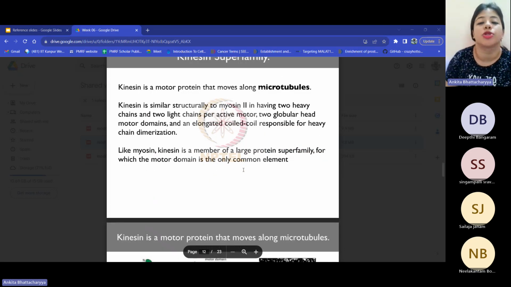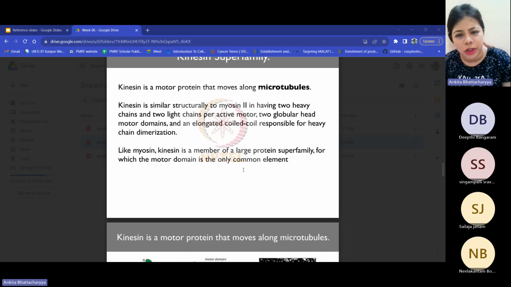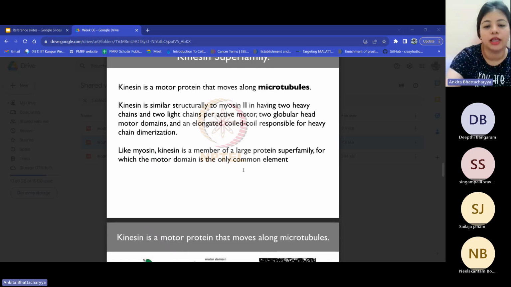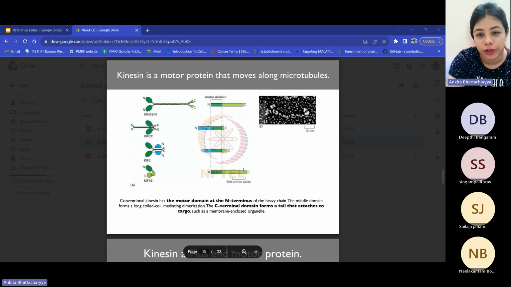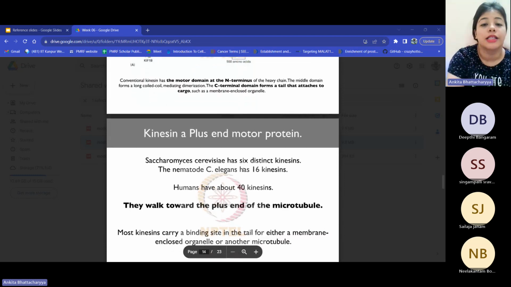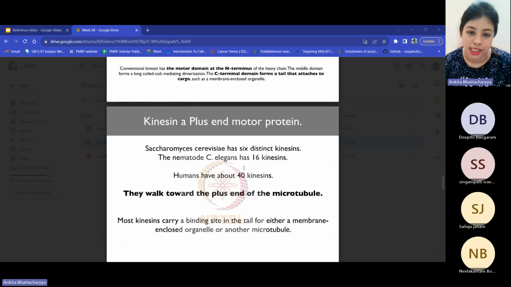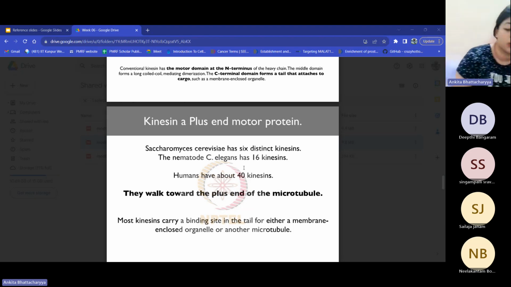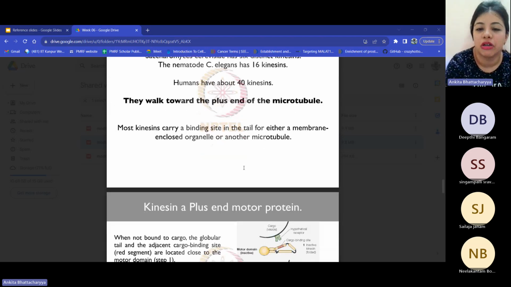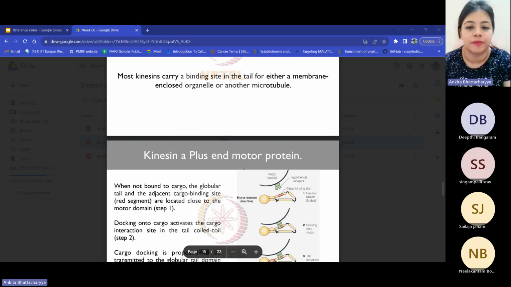Then came the kinesins, which move along microtubules, similar to myosin 2, structurally speaking. And we saw how kinesins can also move differently along microtubules. It is a plus end motor protein. Saccharomyces cerevisiae has 6 distinct kinesins, Caenorhabditis elegans has 16, and humans have around 40. They move towards the plus end of the microtubule, and they carry a binding site at their tail for some sort of cargo, which can either be a membrane enclosed organelle or maybe another microtubule in general.